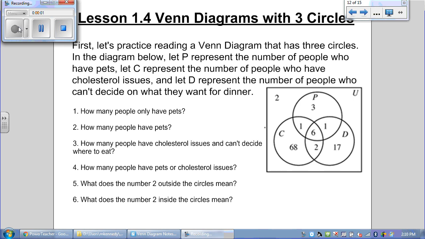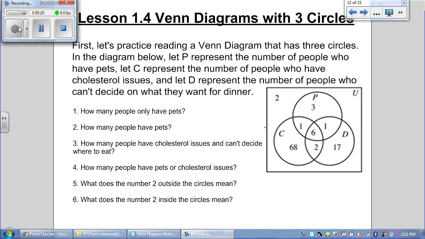With the three Venn diagrams, nothing's changing. So we're going to read this question. It says, in the diagram below, let P represent the number of people who have pets, let C represent the number of people who have cholesterol issues, and let D represent the number of people who can't decide on what they want for dinner.